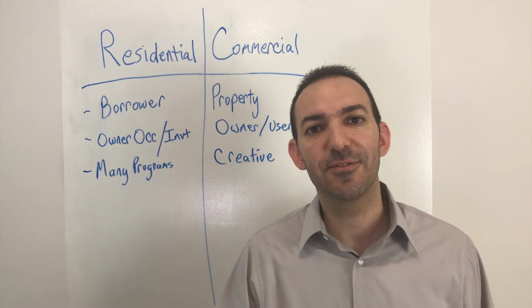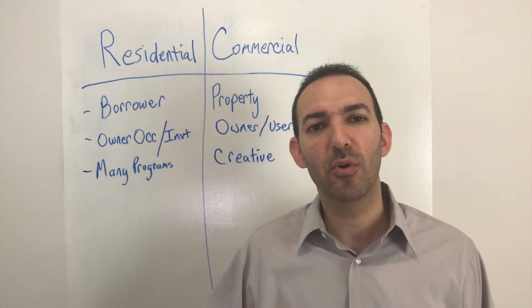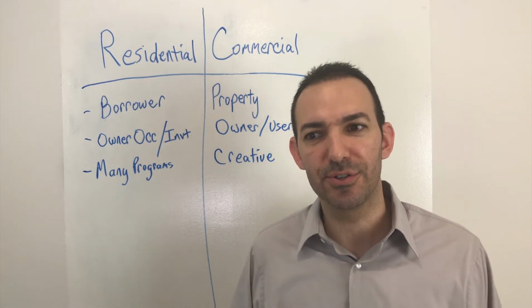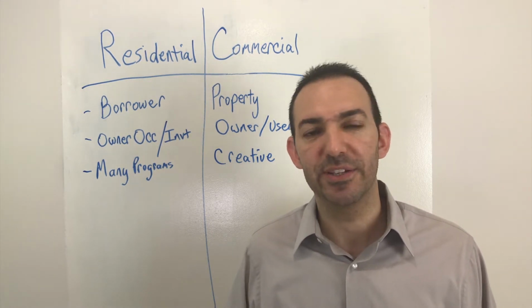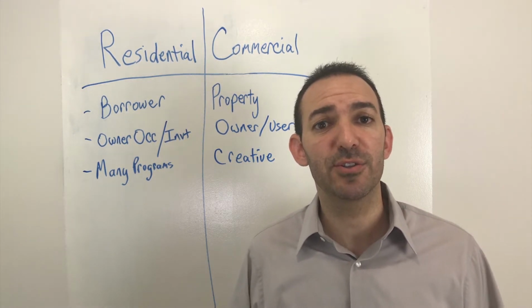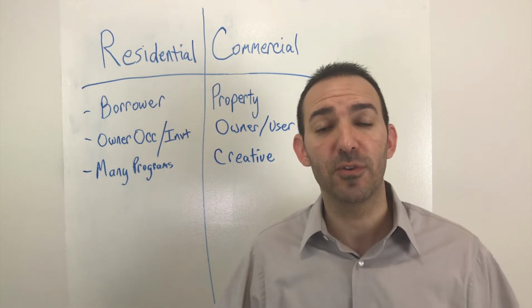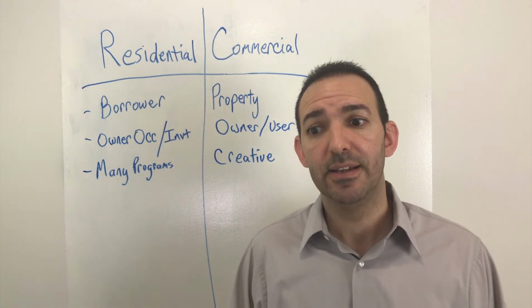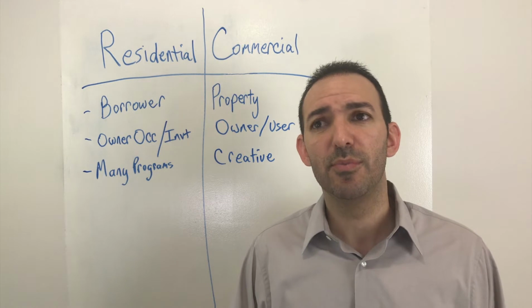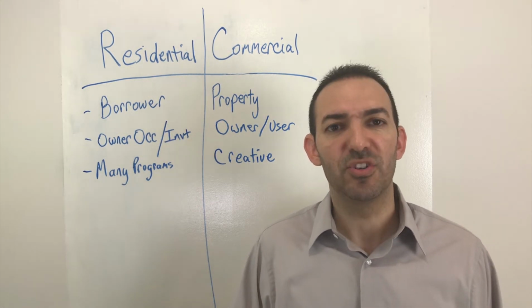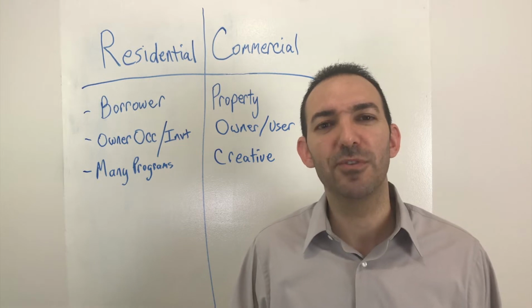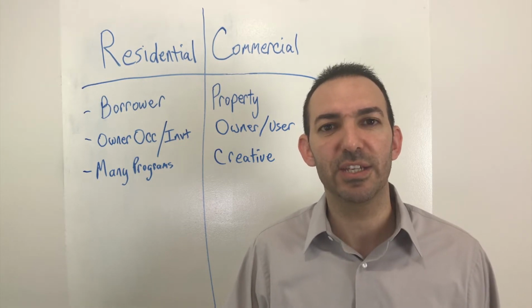All right, so the next difference is there's many more programs and many more lenders when it comes to buying a single family residence. It's just the way it is. There's more houses out there, there's more buyers, there's more lenders that offer that type of financing. Now in the commercial world, to buy, let's say, an apartment building or a hotel or something like that, there's just a handful of lenders that like doing it.